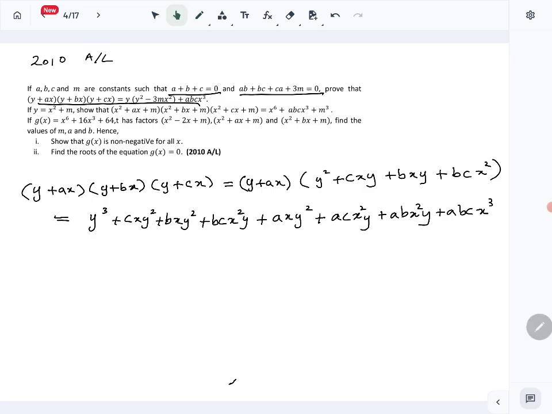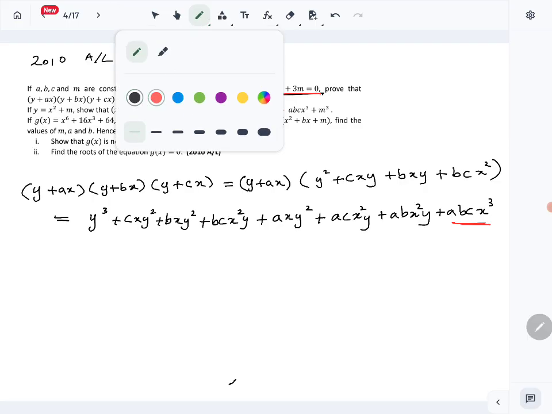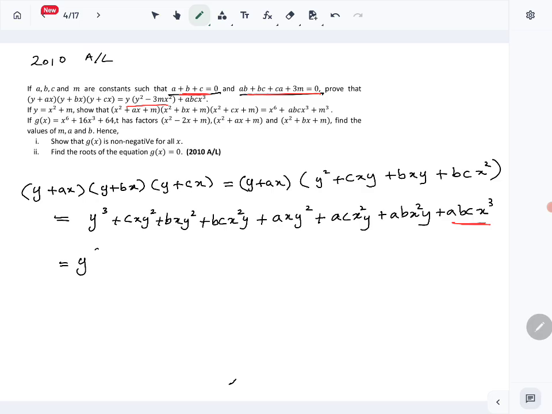Right, now we have to simplify it into this form. So abc x cube we need, so we already have that. Right, the rest I have to simplify using these two expressions. So let's keep this that we need and let's simplify the rest. So we have y cube, we have, okay, these two and this, right?